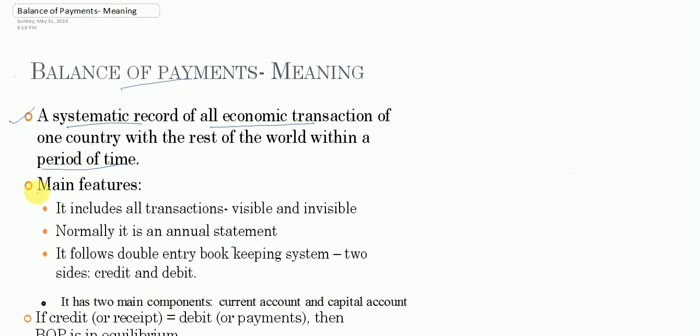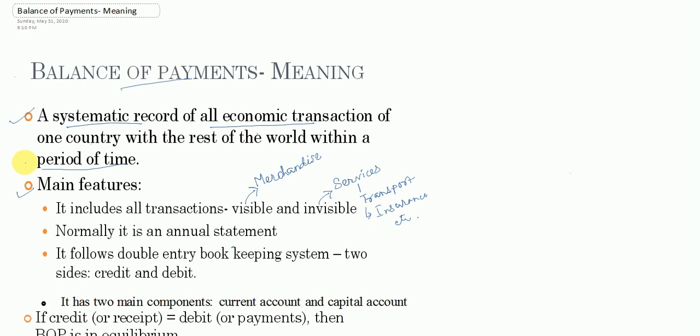More specifically, we can point out the features of a balance of payments as it includes all transactions, visible and invisible. By visible transaction, we mean the merchandise, that means the goods which are transacted between the two countries. Then by invisible transaction, we mean the services such as transport services, such as insurance, etc. So balance of payment is a systematic record of all transactions, whether visible or invisible.